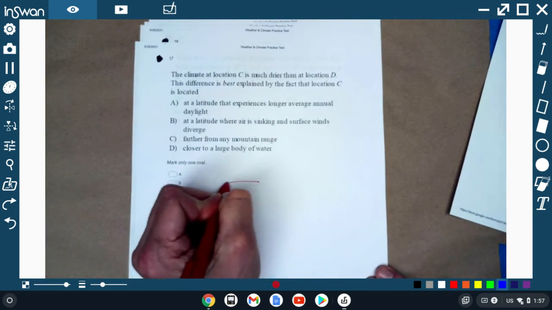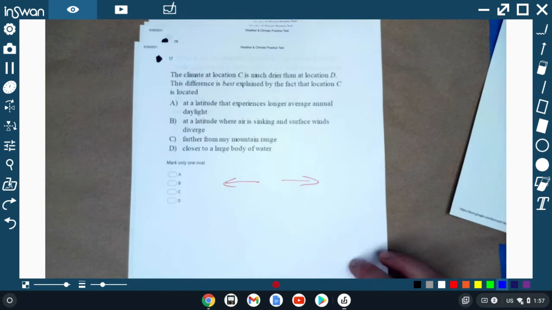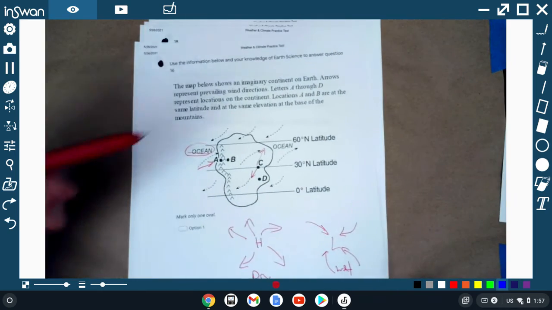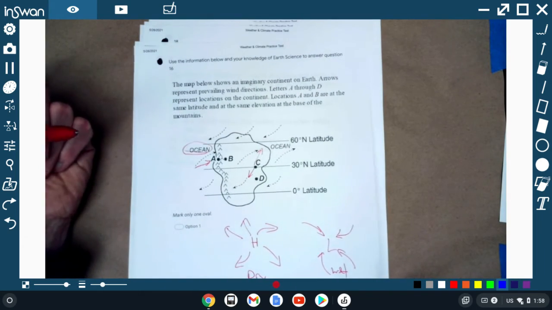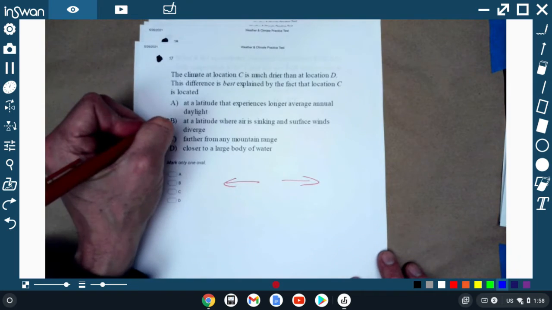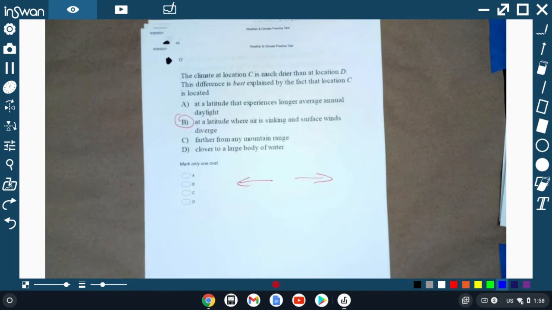Now, diverging just means, you might remember this from when we were talking about plate boundaries, divergent, moving apart. And that's what's happening at location C. The air is moving in different directions. So it's a drier area. And so number 17 is letter B.